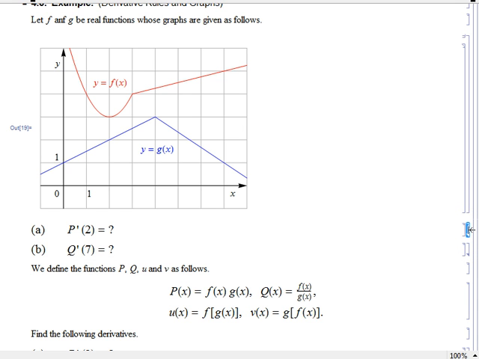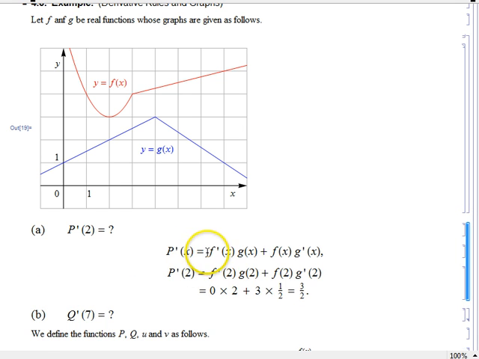Let's see, what is p prime of 2? p prime of x is given by f prime g plus f g prime by the product rule. After all, this is an application of the product rule. And then p prime of 2 is f prime of 2 times g of 2 plus f of 2 times g prime of 2. And then the hard part: what is f prime of 2? You have to find it from the graph. At x equals 2, right here, what is the slope? The tangent line is horizontal, so f prime of 2 is 0.